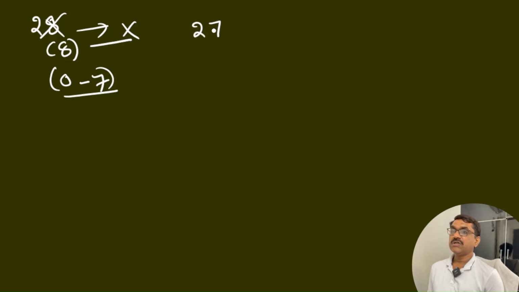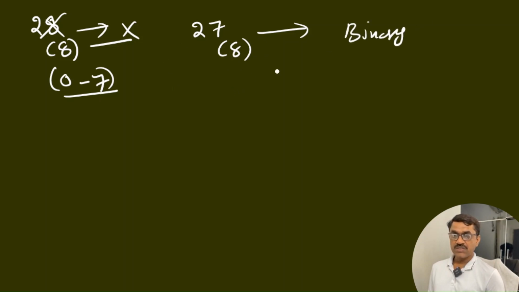Take the number 27. It's valid. The base is 8. Now, how to convert this octal number 27 into binary? There are two procedures for this. The first is to take this octal number and convert it into decimal. How to convert into decimal?